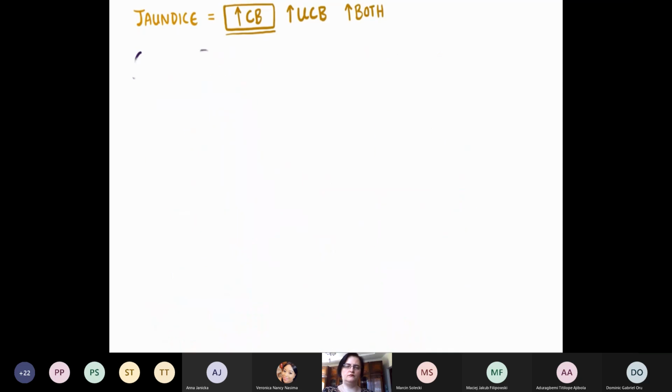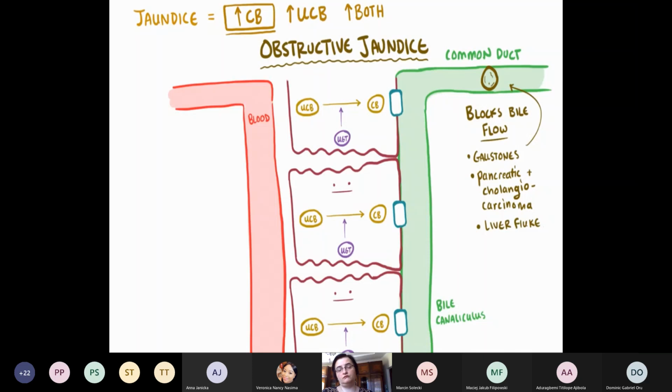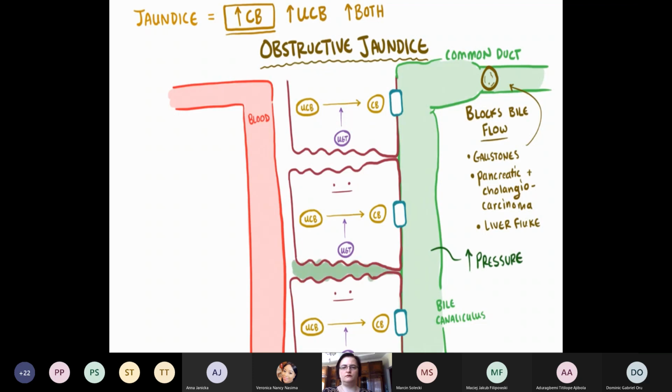Another high conjugated bilirubin category of jaundice is called obstructive jaundice. And this is basically where something blocks the flow of bile. And these blockages could be anything from gallstones, pancreatic carcinomas, and cholangiocarcinomas to parasites like the liver fluke. Remember that bile is made up of conjugated bilirubin, and this blockage basically causes pressures to rise in the bile ducts, which literally causes bile to leak through the tight junctions between hepatocytes that line the walls of the bile ducts. But that's not the only thing that leaks out though, right?